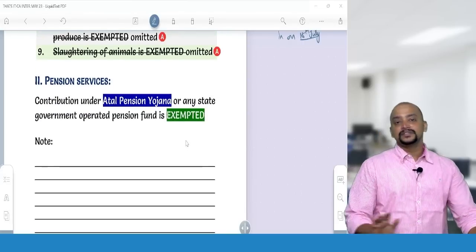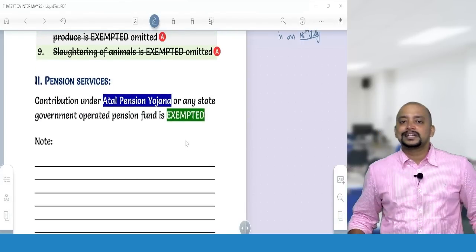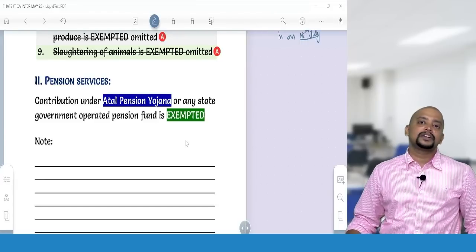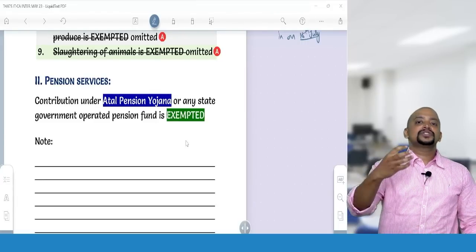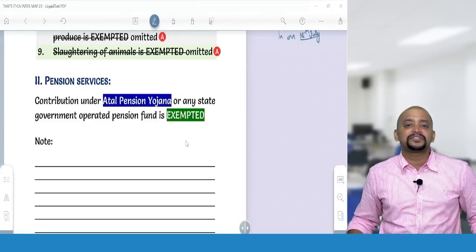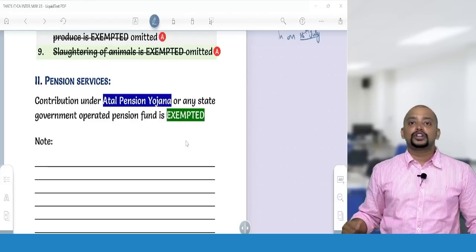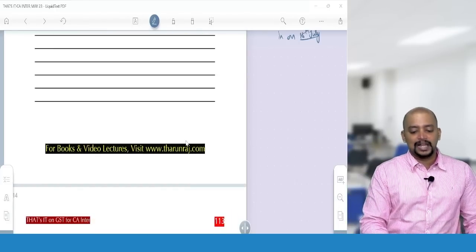Then pension services. Any amount contributed towards Atal Pension Yojana or any pension fund of the state government. Atal Pension Yojana is a central government pension scheme. Like that, if there is any state government pension scheme, for that they will be collecting some monthly contribution, and that contribution collected will be exempted.